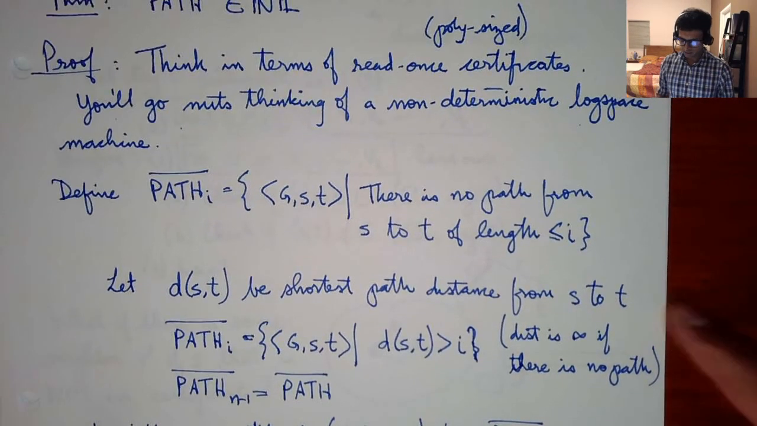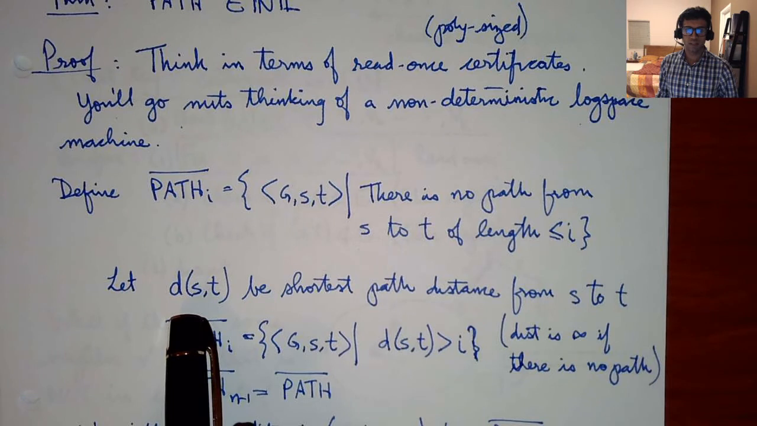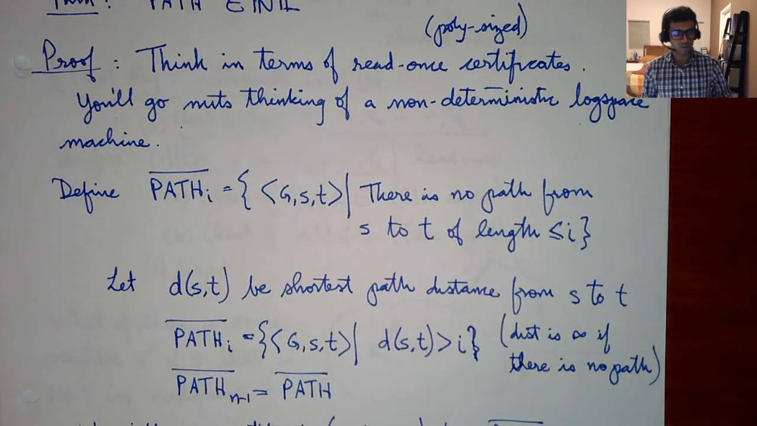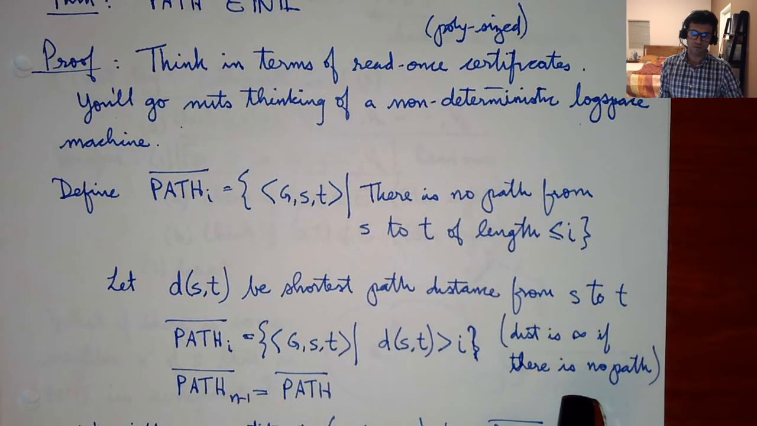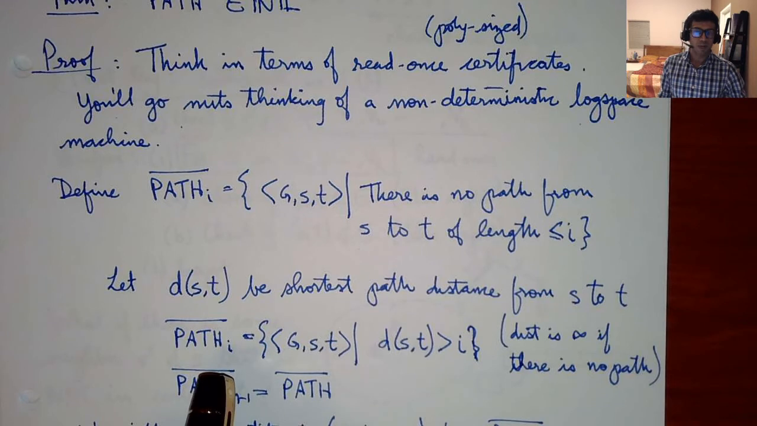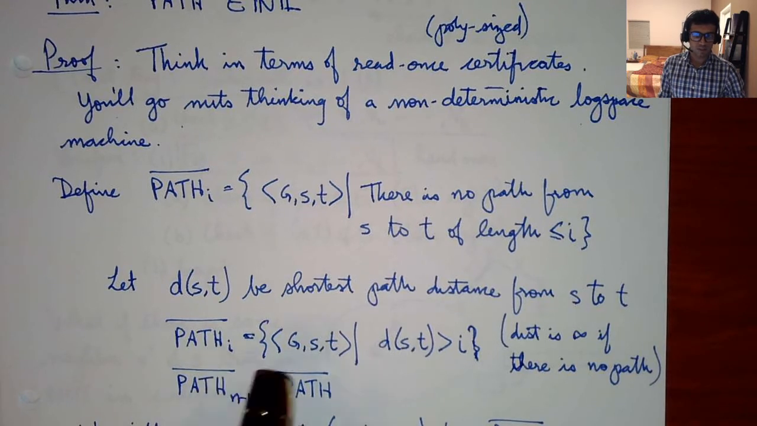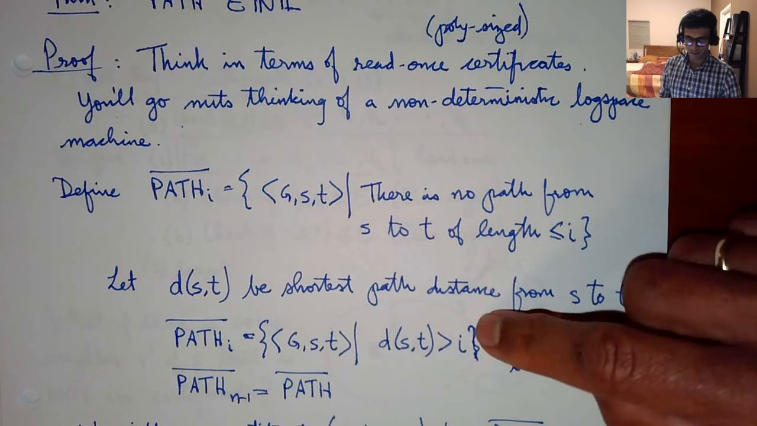Alternately, let distance dst be the shortest path distance from S to T in the graph, and we'll say the distance is infinite if there is no path. Path i complement is the set of G, S, T such that the distance between S and T is strictly greater than i. That's what path i is.